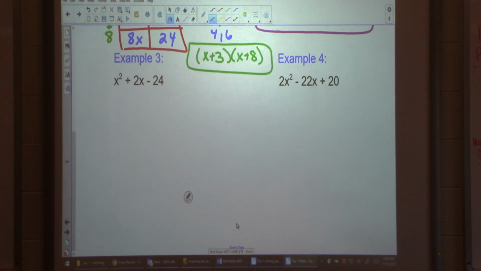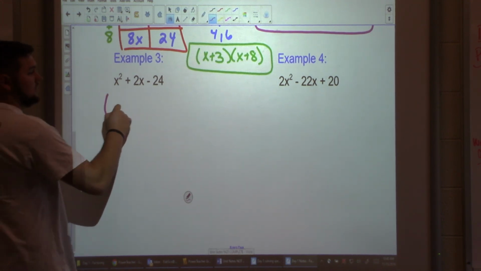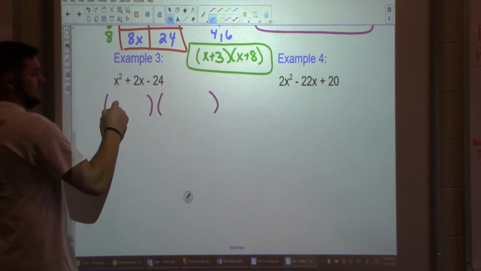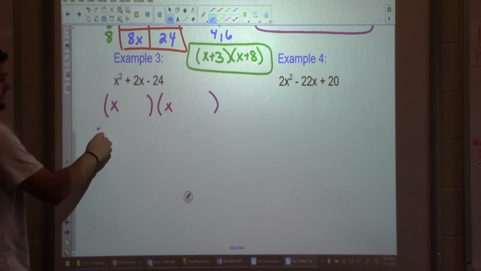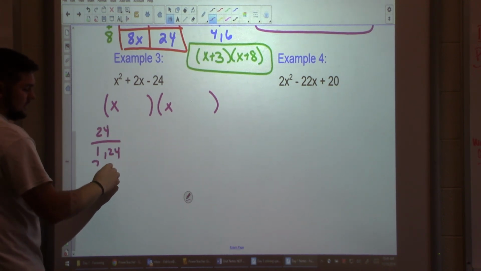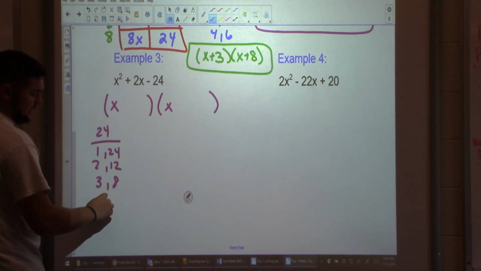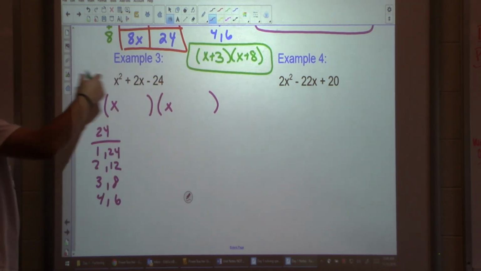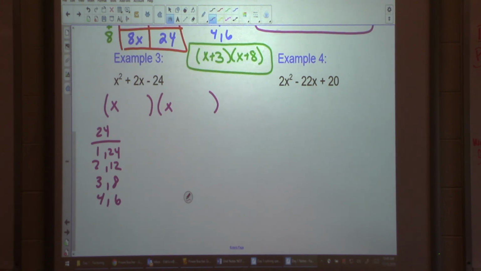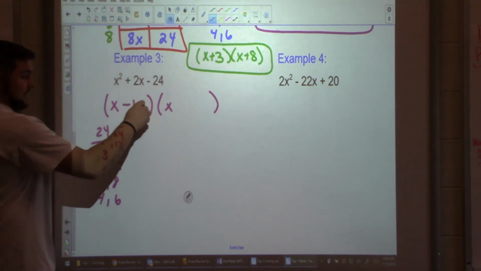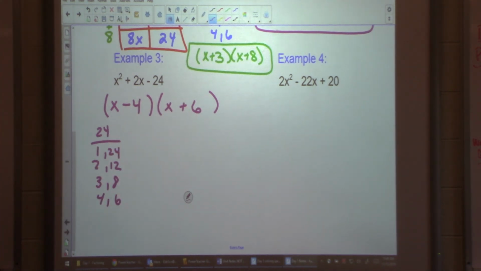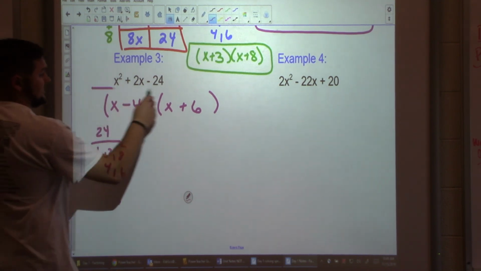Alright, let's look at example 3. X squared plus 2x minus 24. I get x and x. I need to know what multiplies to negative 24. So if I list the factors of 24: 1 and 24, 2 and 12, 3 and 8, 4 and 6. It multiplies to a negative number, which tells me that one of them has to be positive and one of them has to be negative, right? Negative 4 or 6. Yep. Multiplies to negative 24, adds to 2. 6 and negative 4, or negative 4 and 6. Does it matter which order you put them in? No. That's a good answer.